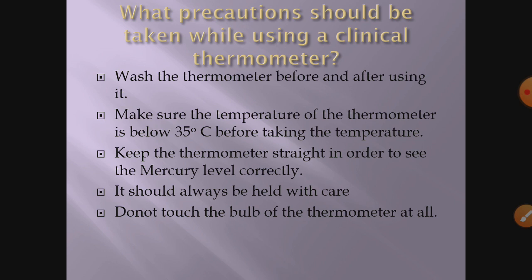You have to handle it with care because it is made of glass and it has mercury, which is highly poisonous. Do not touch the bulb of the thermometer while taking the reading, because if you touch the bulb, the mercury will expand again with your body temperature and it will show a higher temperature. So do not touch the bulb, otherwise you will not get the accurate temperature. These are the precautions to be taken while using a clinical thermometer.